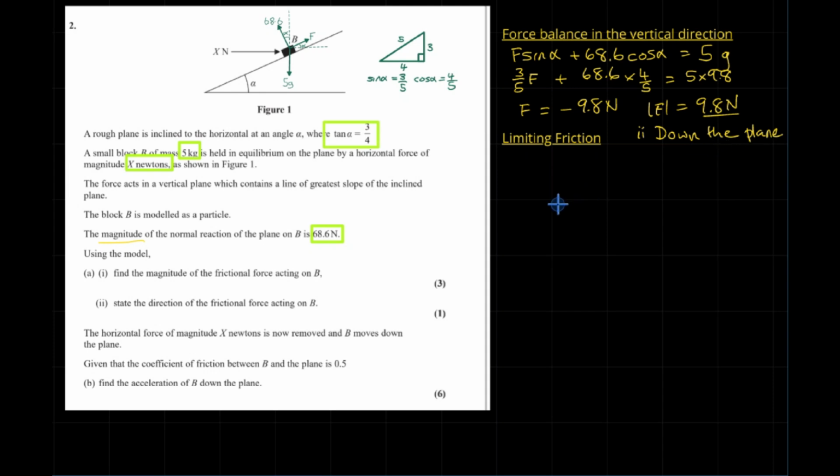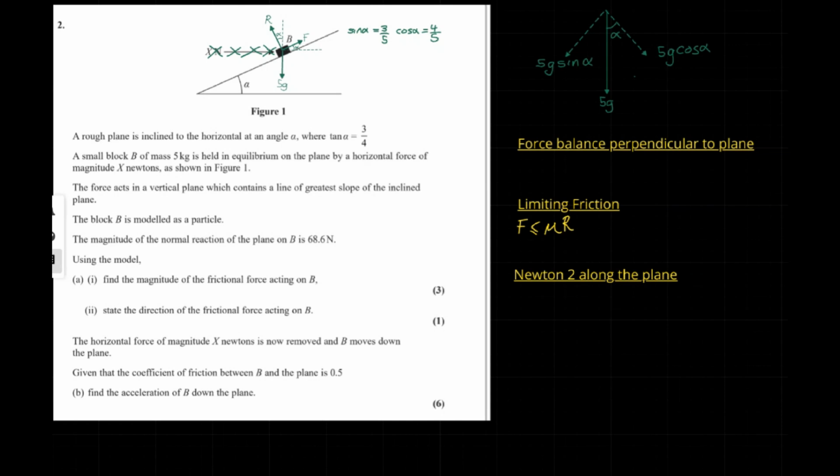Okay, the next part then says find the acceleration of B down the plane, but the x newtons has been removed. So I need to go on and amend my diagram. So here we are, I've amended the diagram and I've crossed out the x newtons. Sine alpha is still 3 over 5 and cos alpha is still 4 over 5, but it tells me the coefficient we now know is 0.5. I'll just underline that for you.